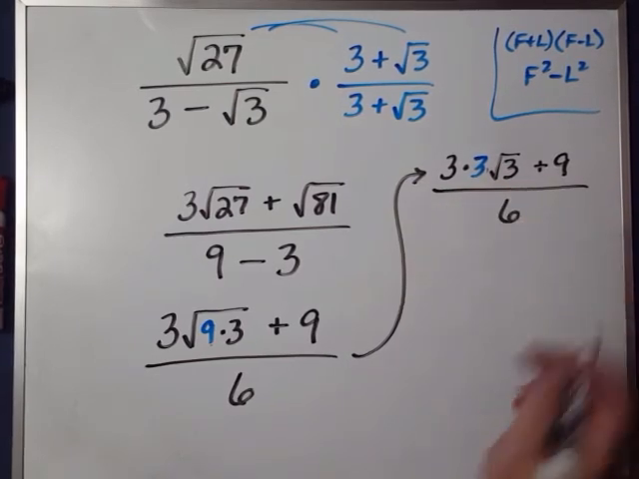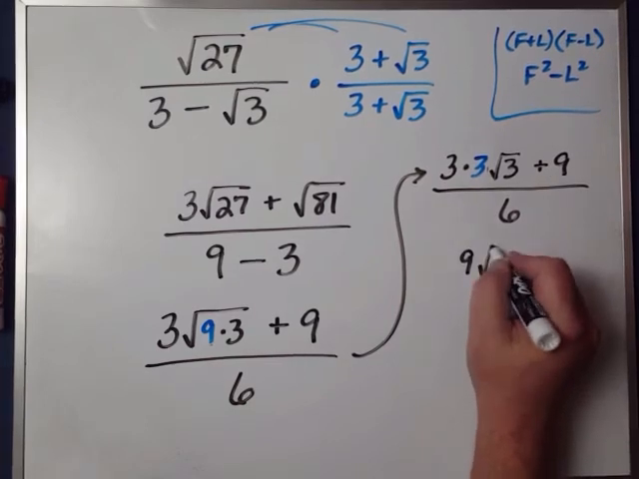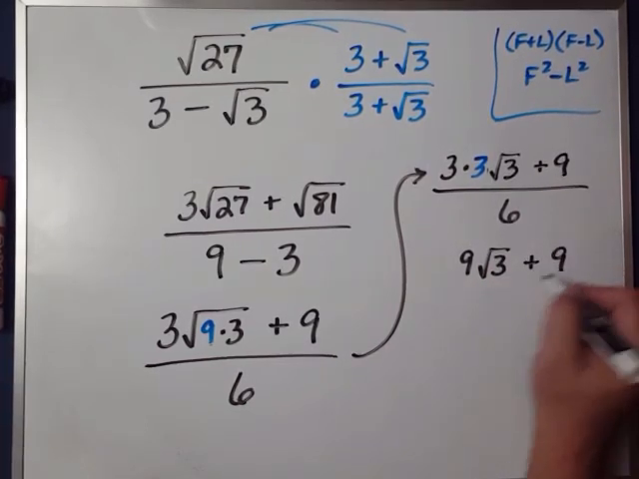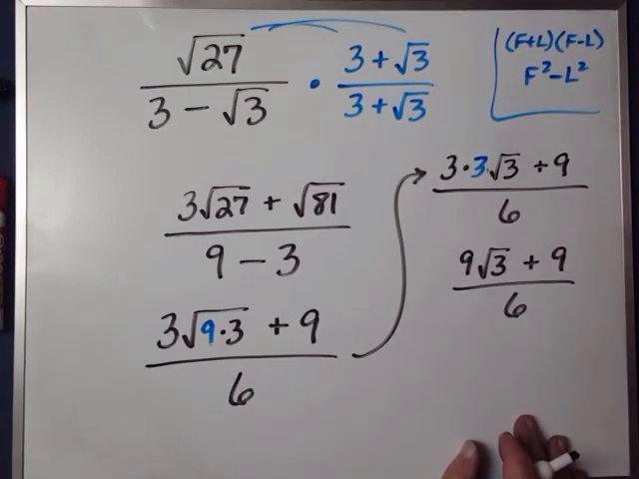Three times 3 is 9. So I have 9 square roots of 3 plus 9 all over 6. Am I done? Think about this.